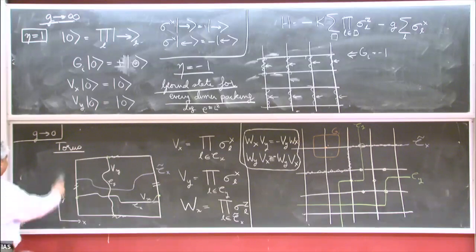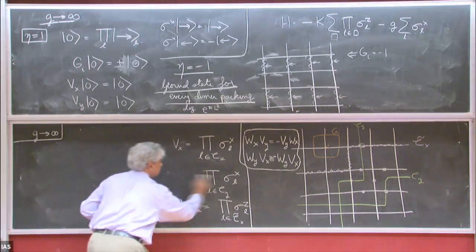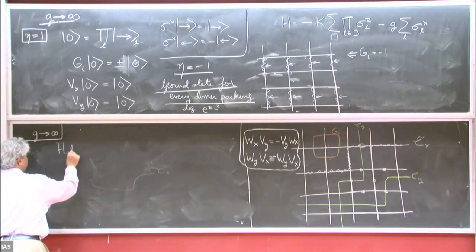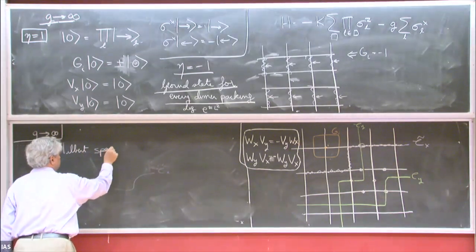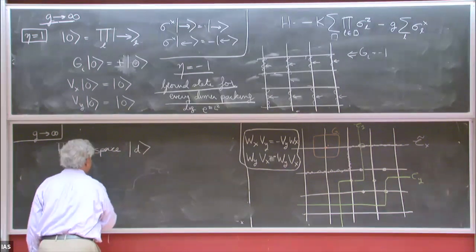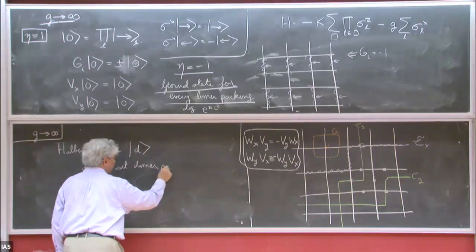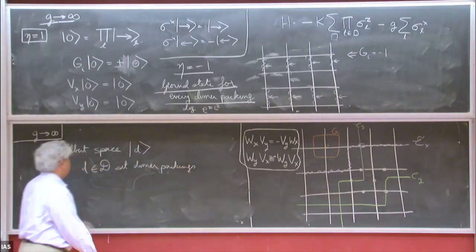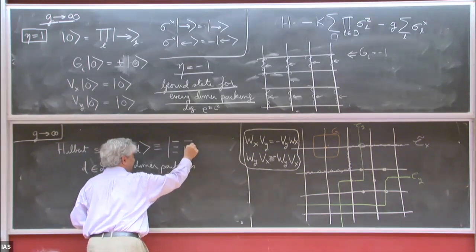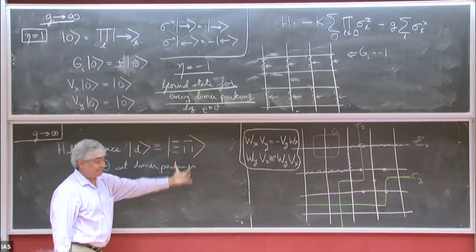All right, so we have to do 1/g perturbation theory. Our Hilbert space now, the Hilbert space you're working with, our states are labeled by D, where D belongs to the set of dimer packings. That means one dimer for each site. So you pick your dimer packing, here's a dimer packing. For every dimer packing, I have a state in my Hilbert space.